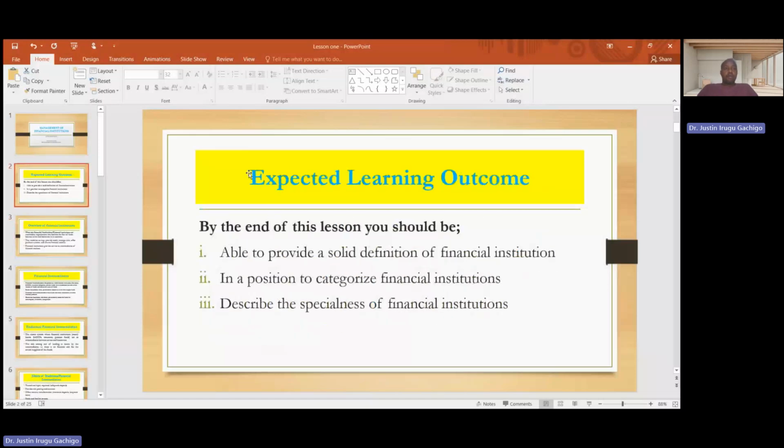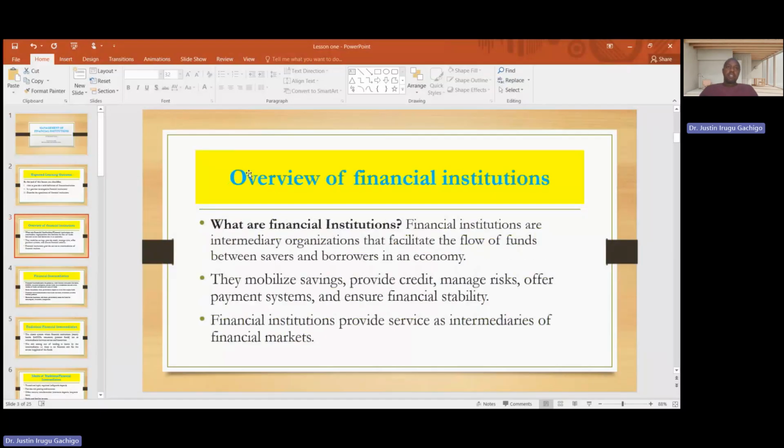Now, by the end of this lesson, you should, number one, be able to provide a solid definition of financial institution. You should also be in a position to categorize financial institutions, and be able to describe the specialness of financial institutions. So those are the three main objectives that we are going to achieve in our first lesson. Let's proceed. Now, the next one, I would like us to look at the overview of financial institutions.